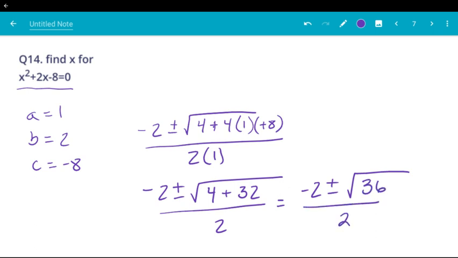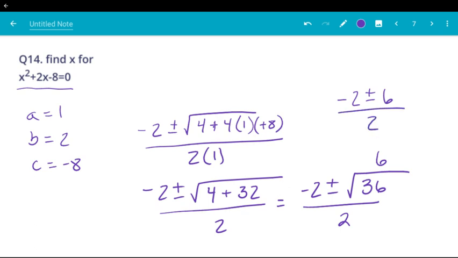And when you get here, again, don't simplify. Don't divide by 2 until you've gotten rid of the radical. Hopefully you know that the square root of 36 is 6. So we end up with negative 2 plus or minus 6 all divided by 2.